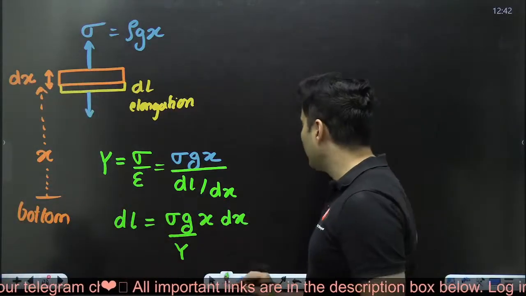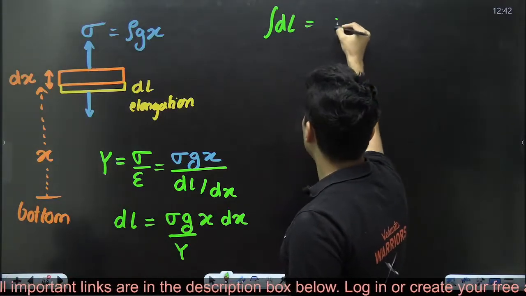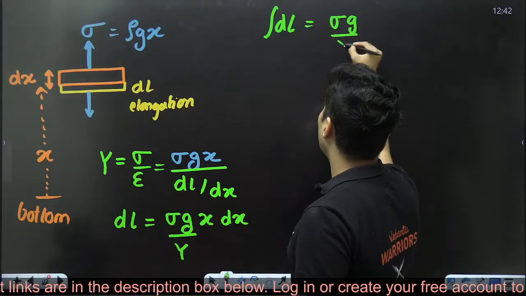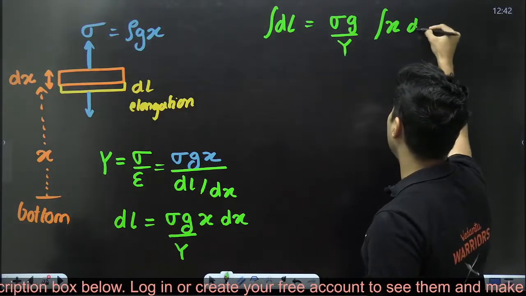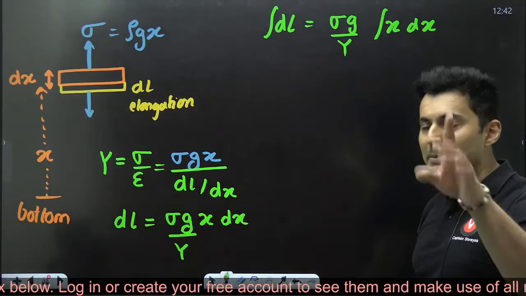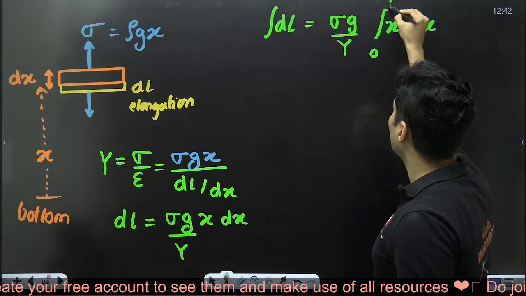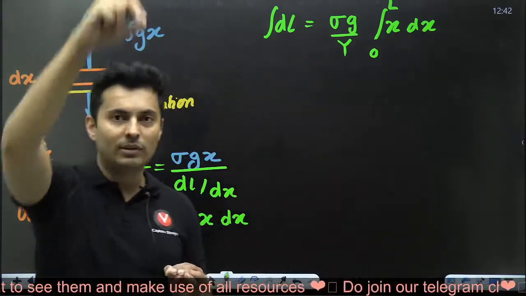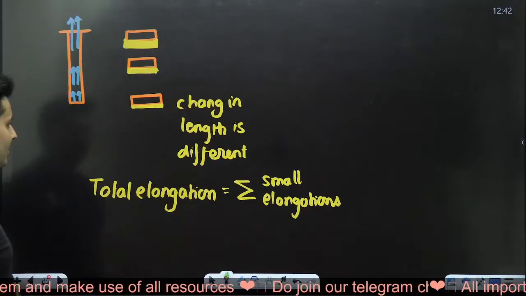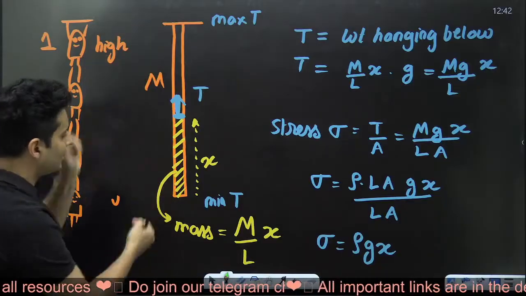So dl will be rho g by y x dx. Clearly it is in the integrable form. So if I integrate small dl and bring rho g and y outside the integration, I'll just have integration of x dx. So what are the limits of the integration is very important. See, this will go from 0 to the complete length, 0 till the complete length of the wire. X is this x, remember that.